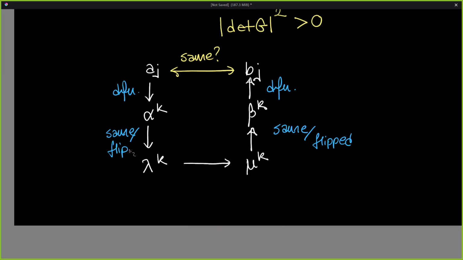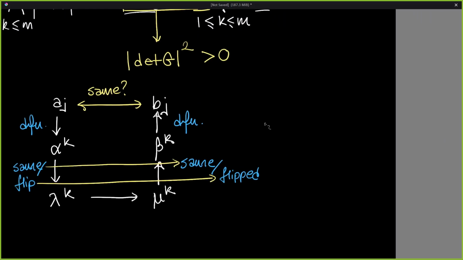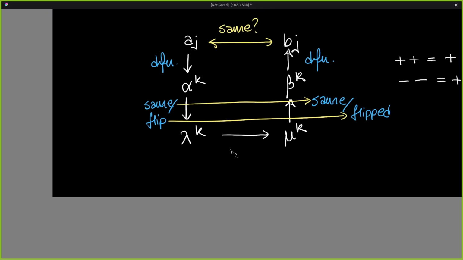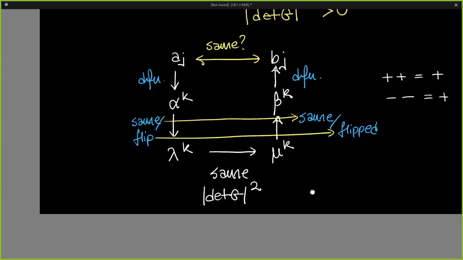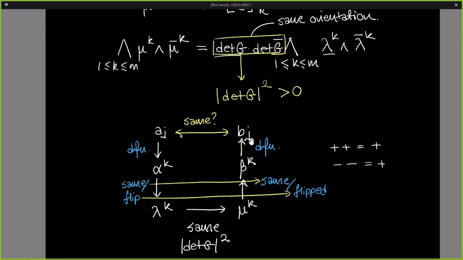And in a very special way, where if this is flipped, then that is flipped, and if this is the same, then that is the same. Overall, it's kind of like that thing that you learn: plus plus is equal to plus, minus minus is also equal to plus. So overall, we have no net change in the orientation because of these two. And here we also showed that these are the same because det G, the factor out in front, is det G squared, right? So therefore, overall, a_j and b_j have to have the same orientation.